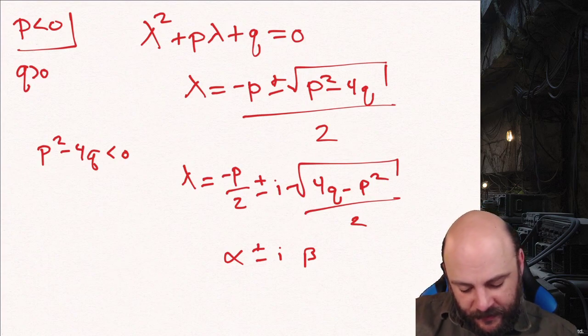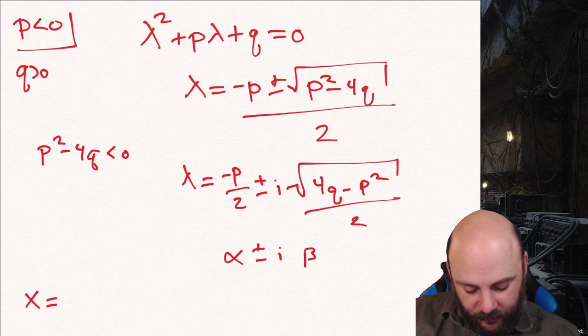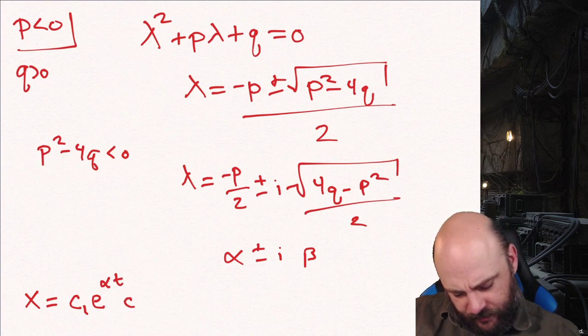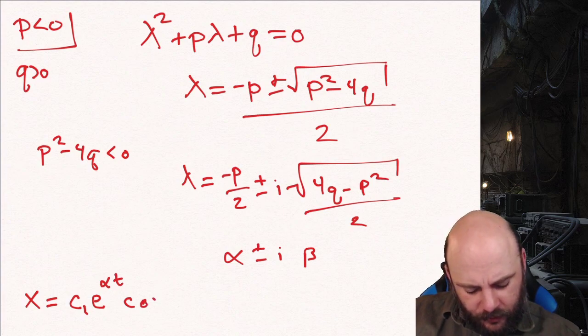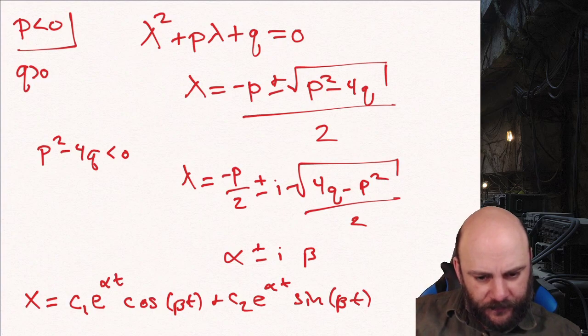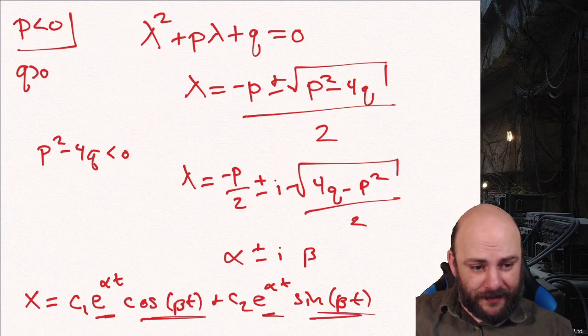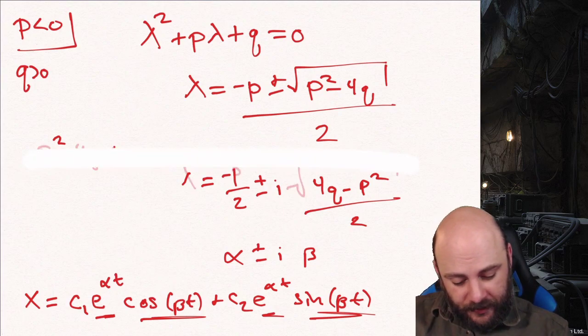My solution from the second order business is C1 e to the alpha t cosine beta t plus C2 e to the alpha t sine of beta t. And what do we expect? Since alpha is positive, this is driving us away, and this is making us oscillate. So what does this solution look like?